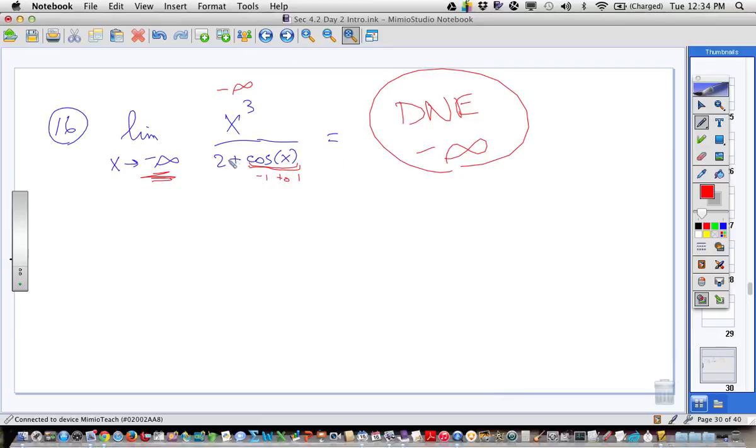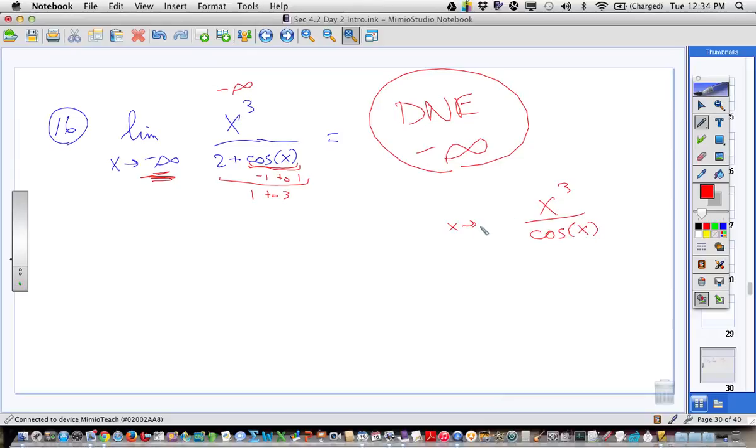So this goes -1 to 1, and you're right. Then when you add 2 to that, that's going to go from 1 to 3, right? Which keeps it positive, which is really kind of important. So since this is just a number from 1 to 3, and this is going to be this huge negative number divided by a positive, it is going to be negative infinity. So that's correct. What if this was just x cubed over cosine?